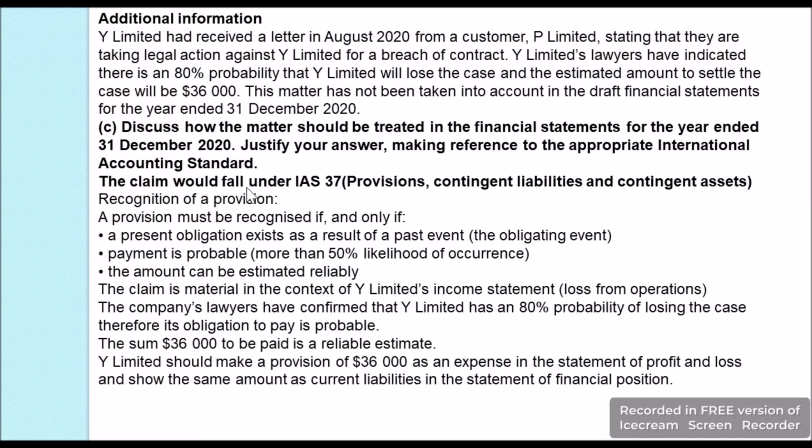So based on this, under provision IAS 37, this has to be taken into consideration, and the sum of $36,000 needs to be paid in future. So for this, Y Limited should make a provision of $36,000 as an expense in the statement of profit and loss account and show the same amount as a current liability in the statement of financial position.